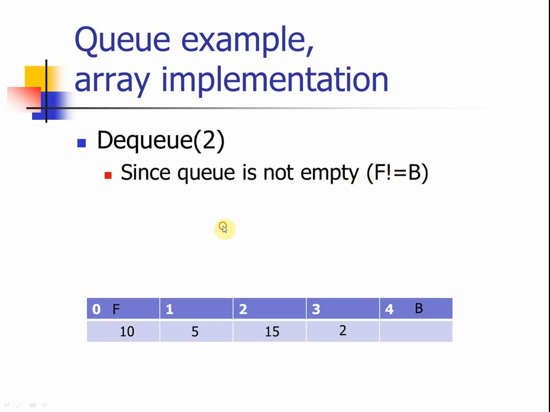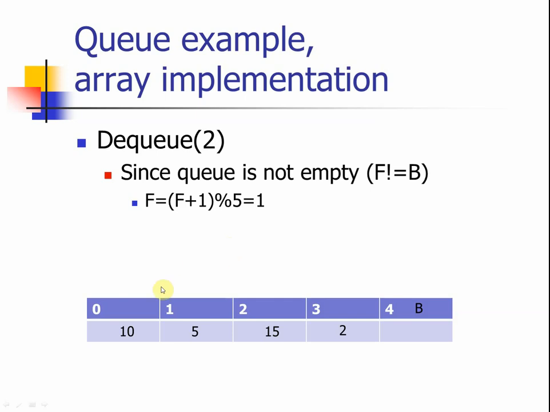To do dequeue, the same thing: we simply move front to the next location. Since the queue is not empty, front is not equal to back, so we maintain the operation. We move front to the next location, which is plus 1 mod 5. It is possible that when front goes over here and you do one more dequeue, it can go back over to the beginning of the queue.